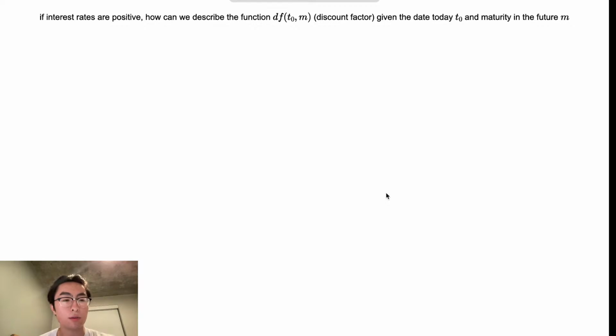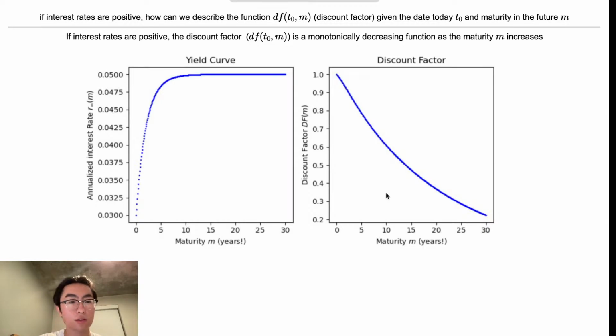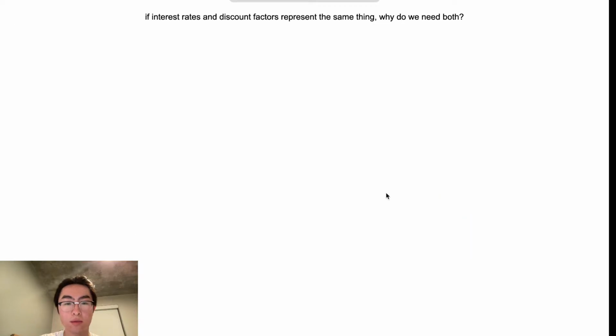Okay. If interest rates are positive, how can we describe the function df of t0 and maturity, the discount factor, given the date today, t0, and maturity in the future? So the discount factor is the present value of $1 to be received in the future at maturity M, the present value of $1 today, T0. Describe the monotonically decreasing function of maturity.